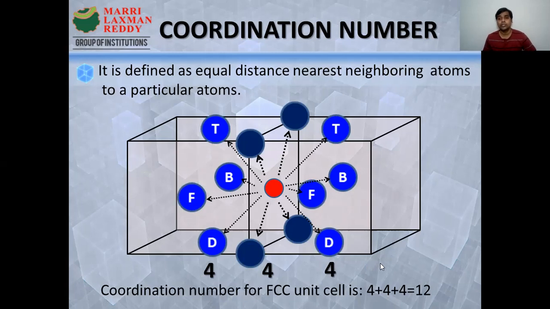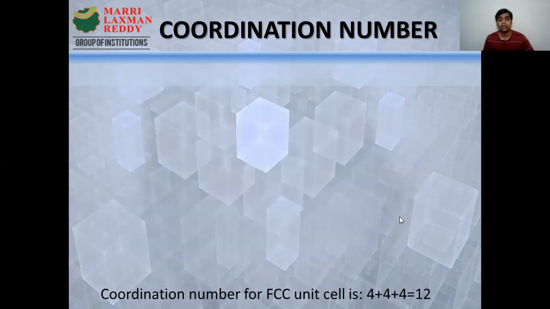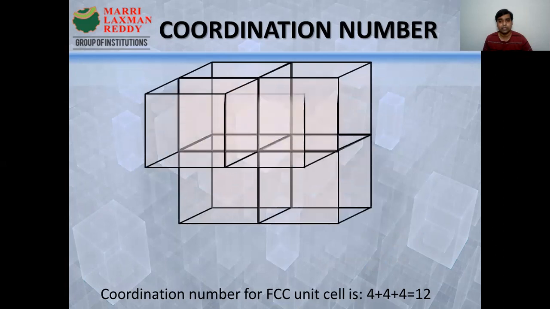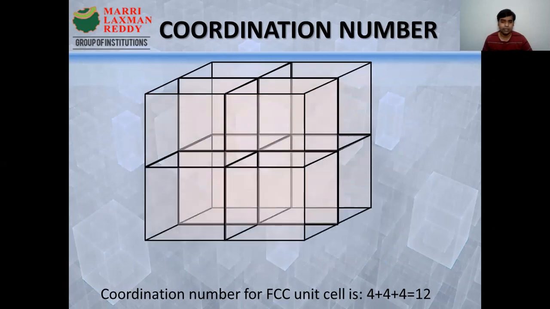Now the coordination number is 12, not only for the face center atom, it should be 12 for the corner atom too. Let us check it. Simple thing. Here I considered 8 unit cells. Here you can observe 4 cells and another 4 cells. Here I considered a common corner to all these 8 cells. That corner atom is my reference atom. Now let us check whether it is 12 or not.